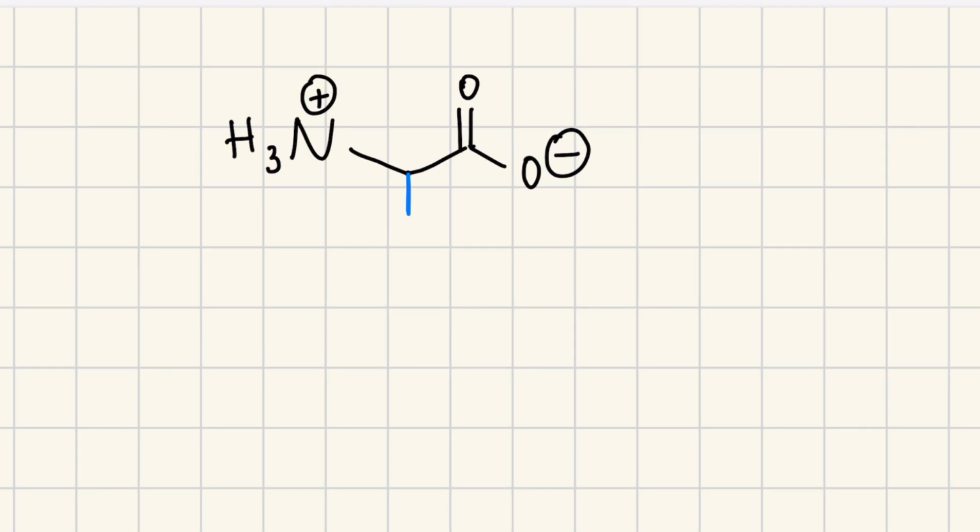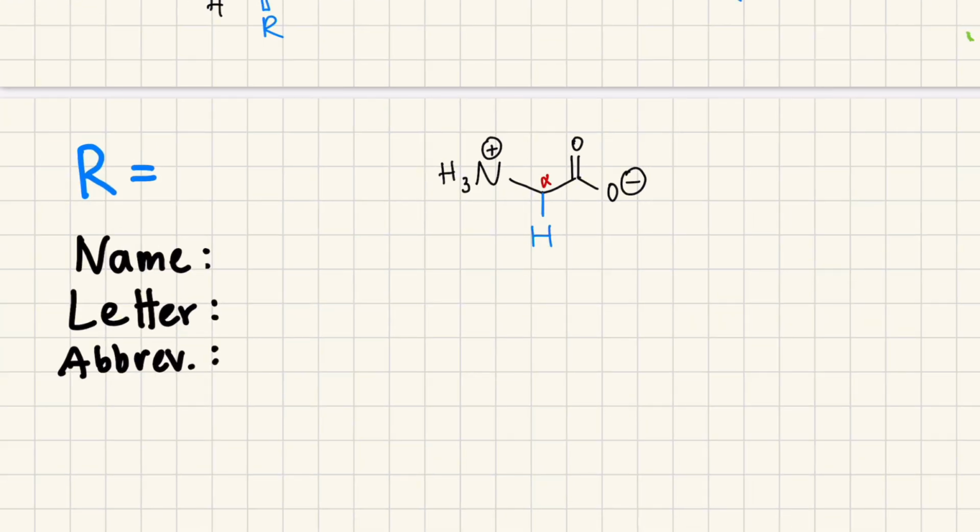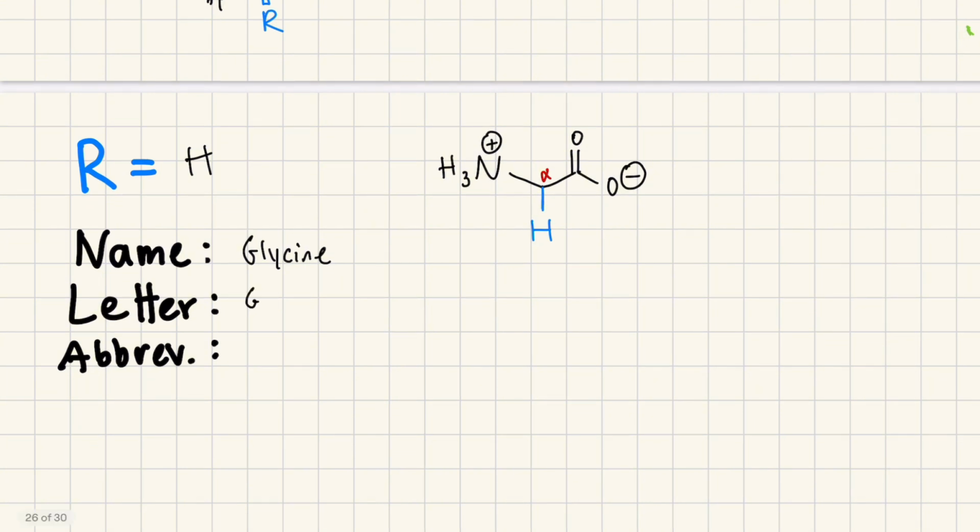This is glycine. It just has an H bonded to the alpha carbon. Oh, let me mark this with an alpha then. And just to keep in mind, there's always going to be a second hydrogen here. I'm just not going to draw it because it would take up too much space. So the R group is just a hydrogen. The name is glycine. And for all of these simpler amino acids, the letter and abbreviation usually reflect the name, which is nice. So glycine is G, and the abbreviation is GLY, just the first three letters.